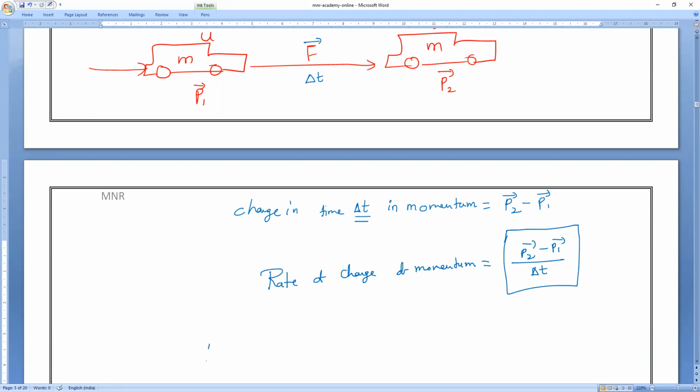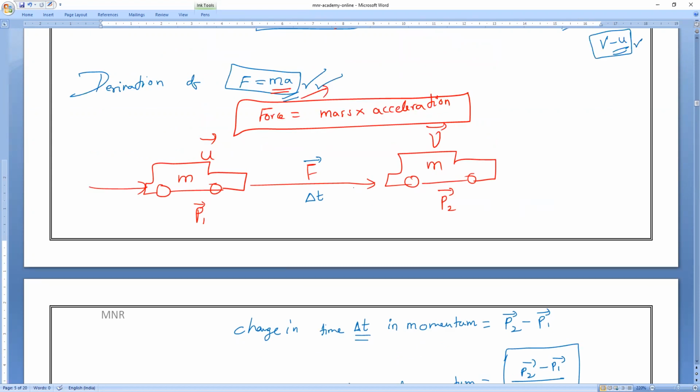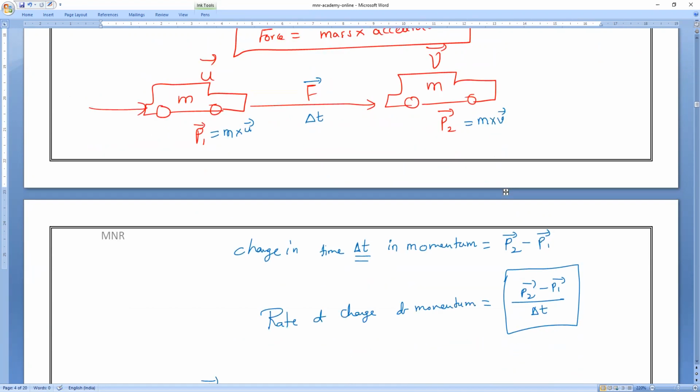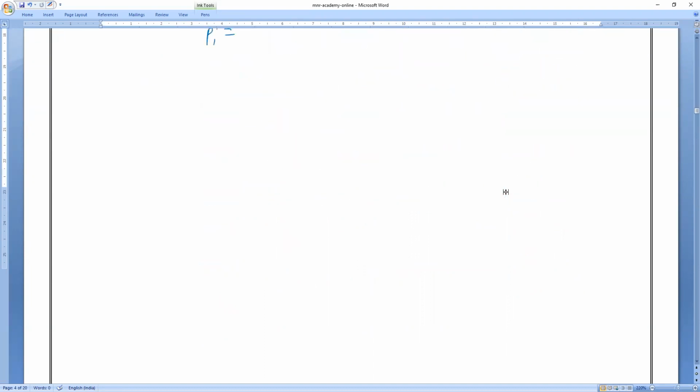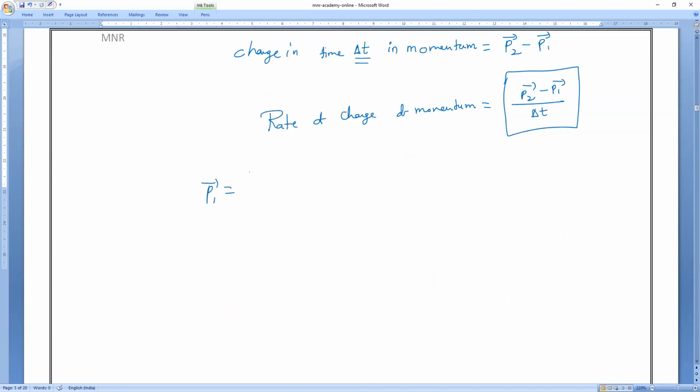Now let me take p1. What is the momentum formula? Everybody verify it. P1 is equal to mass into initial velocity. And p2 is equal to mass into final velocity. Yes or no? So we all know that p1 is mass into initial velocity and p2 is mass into final velocity. So substitute in the formula.